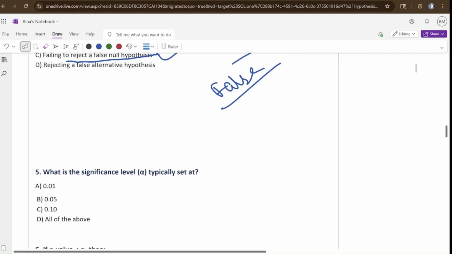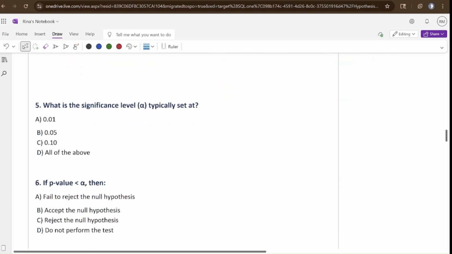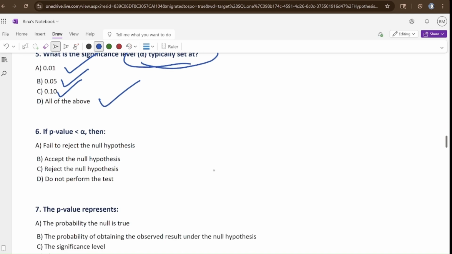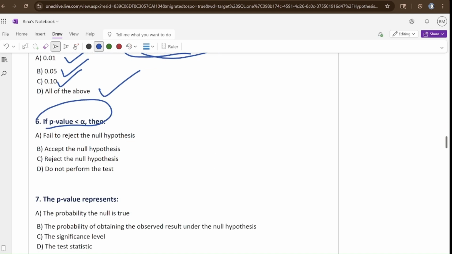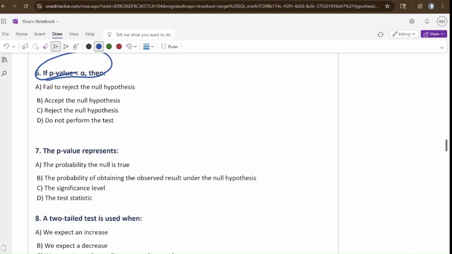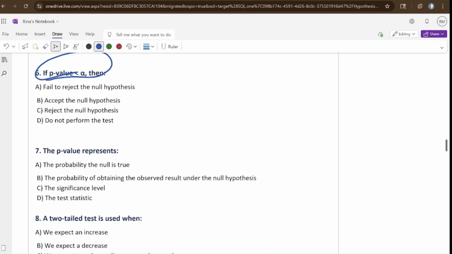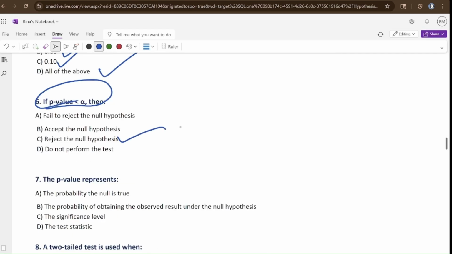Okay. The next question is, what is the significance level alpha typically set at? 0.01, 0.05, 0.10, all of the above. Okay. Now if p-value is less than alpha, then see, you reject the null hypothesis. Reject the null hypothesis. Okay.